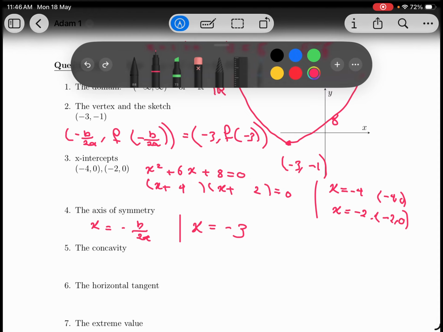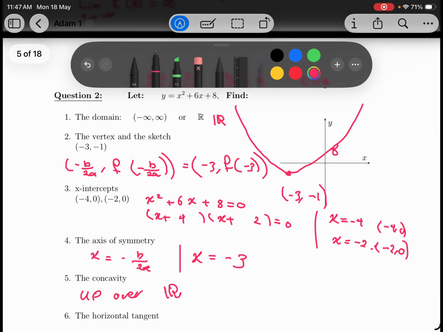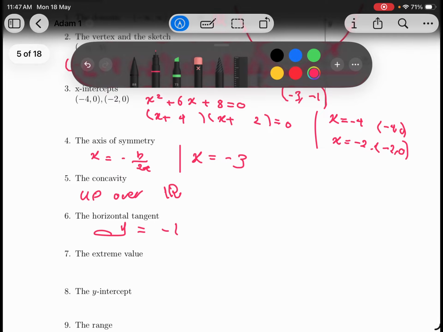Here the concavity: concave up over all real numbers, or the set of all real numbers, or simply we can say concave up or upward. Okay, see the only horizontal tangent, and as you can see, guys, here we have a horizontal tangent, and this is unique. And what is that horizontal tangent with the slope equals 0? It will be y equals the y coordinate of the vertex. So what is the y coordinate of the vertex? -1.